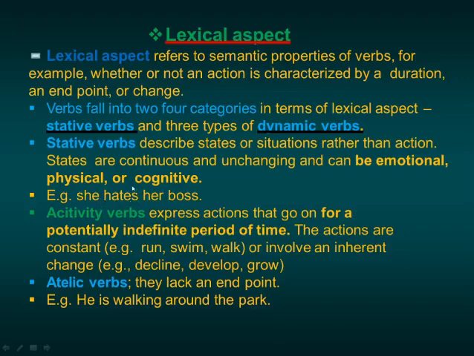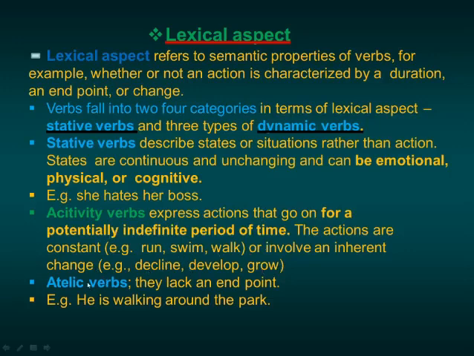Okay, because it is what? Emotional thing or a cognitive thing. So this type of verbs are known as stative verbs. We cannot see it. Next one is what? Activity verbs. It expresses actions that go on for a potentially indefinite period of time. Activity verbs, that is related to some activities. For example, run, swim, walk. These things we can see, or we can watch, or we can view. So run, swim, walk, decline, develop, regrow.